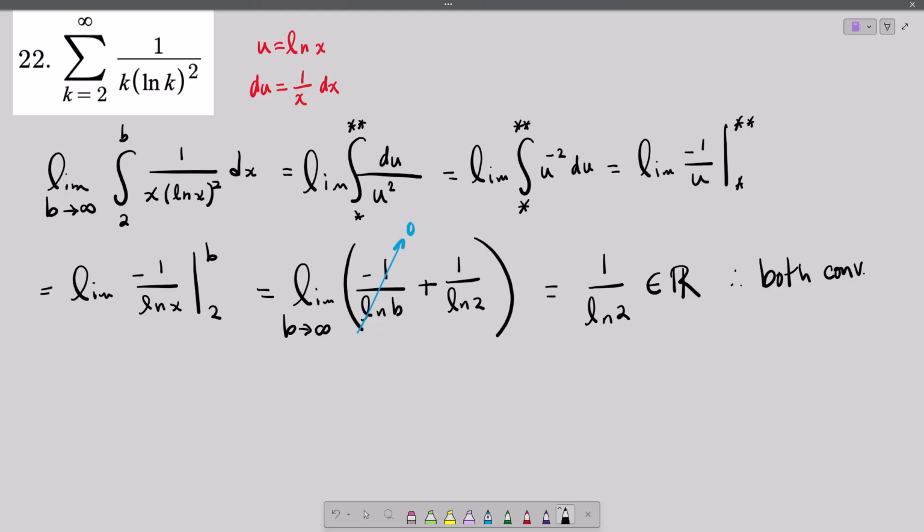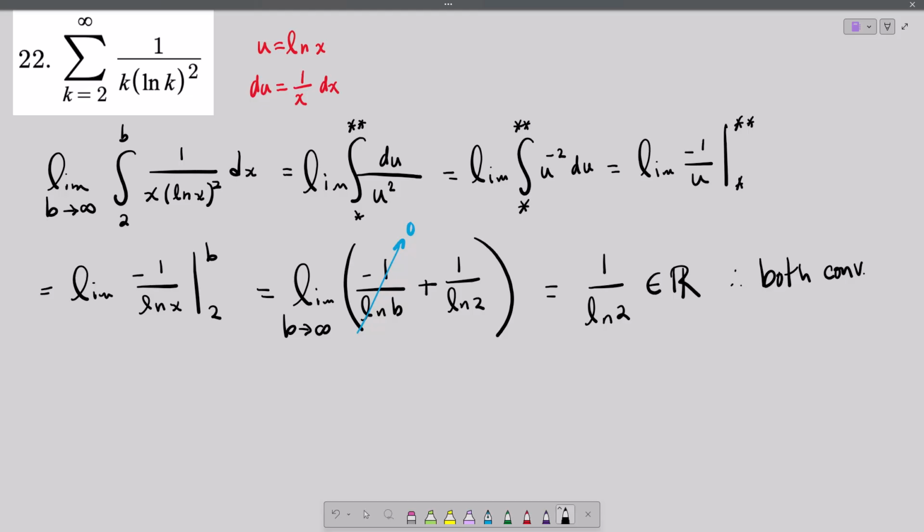Any questions on any steps there? We can kind of see with this integral test that the improper integral is very closely related to infinite series, because when we do an improper integral, we're thinking of an infinite number of rectangles added together.